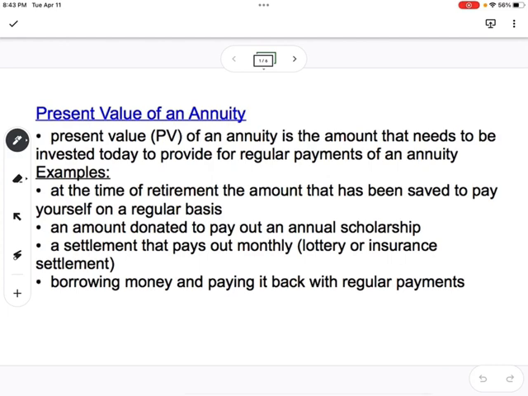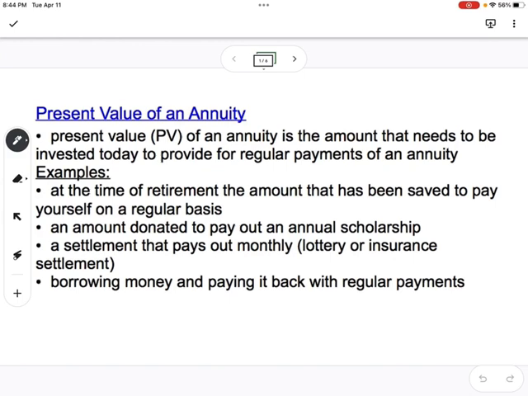Okay, so the first thing we looked at was annuity, and we were starting with a present value of $0. We were making regular payments, and we were figuring out what the future value of that annuity would be. Now we're working the opposite way here, and we're going to talk about present value.